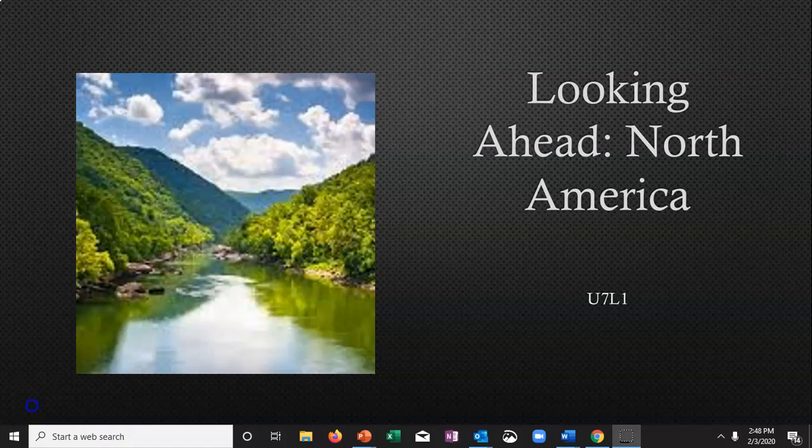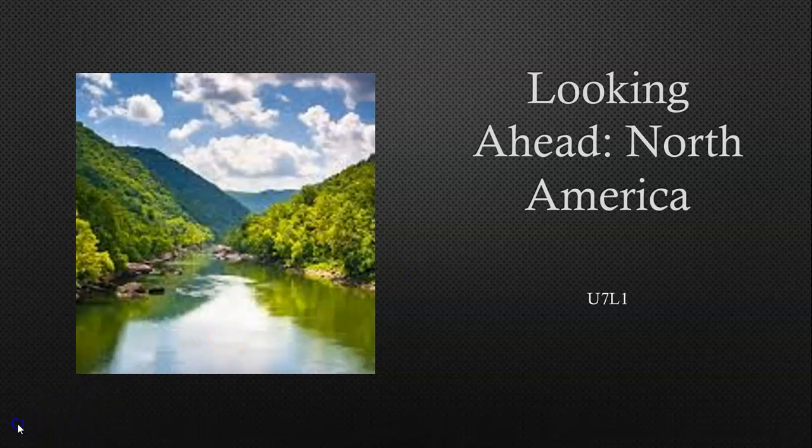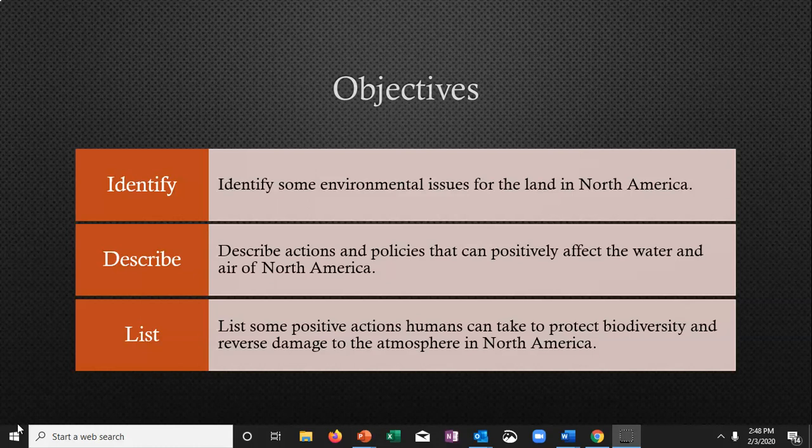Everybody, we're going to quickly go over Unit 7, Lesson 1 and Lesson 2. The focus of these two lessons is on the environment of North America. We're going to be working to identify environmental issues in North America and also talking about some of the policies and actions that have been created to affect positive change in our continent.